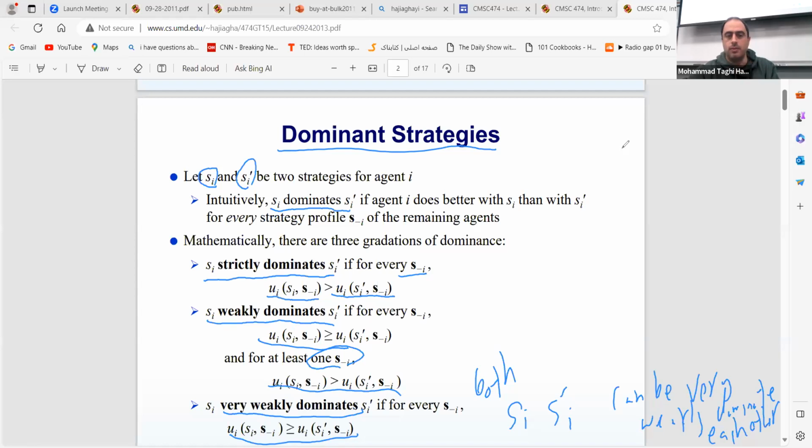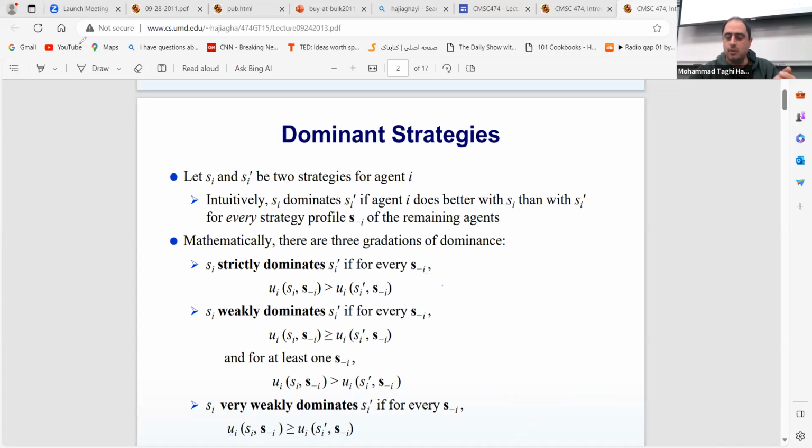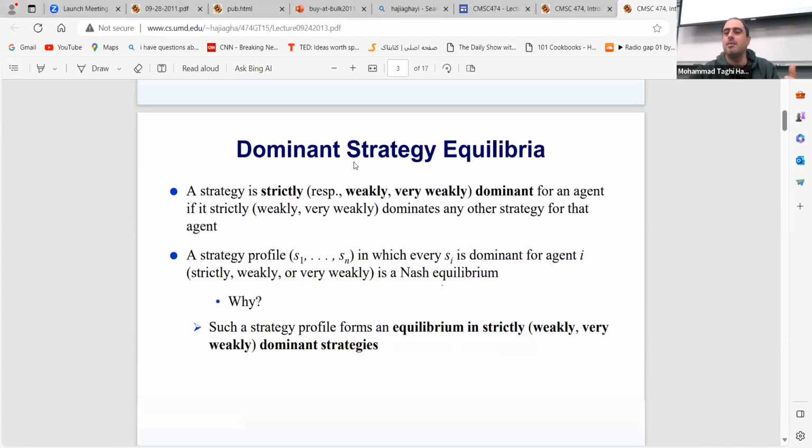Great. Okay, so we talked about the dominant strategies. Let's see what we can do, and what is interesting about it. As I mentioned, this concept of strictly versus weakly versus very weakly is defined such that we get more stability, and these are exactly the solutions that we have. These are very natural ideas. For example, you may play chess and say, okay, if I do this, it is strictly better than this other move. That is very common.